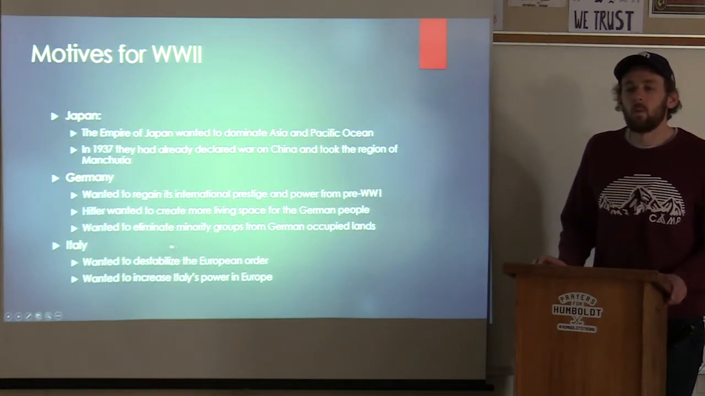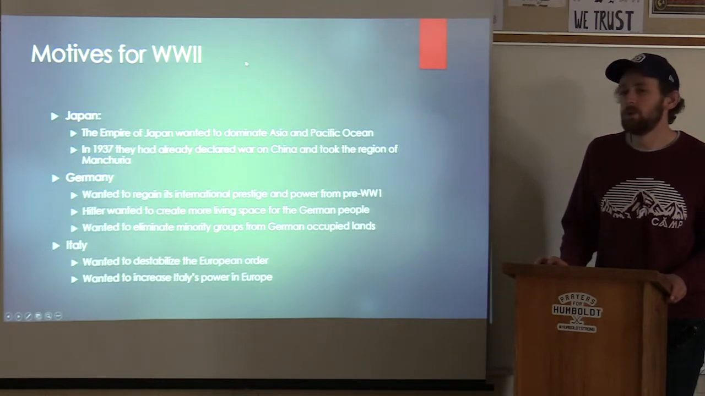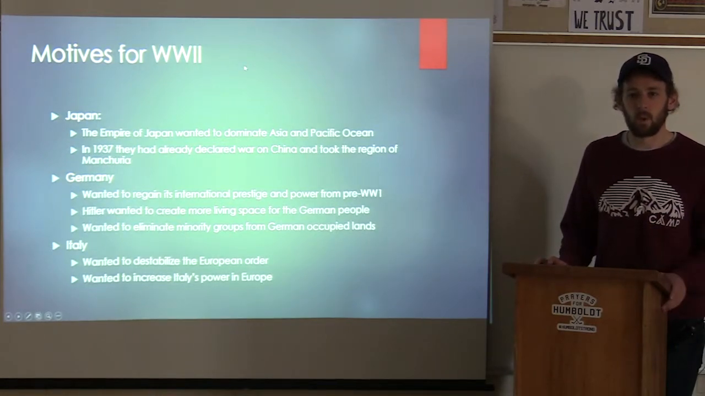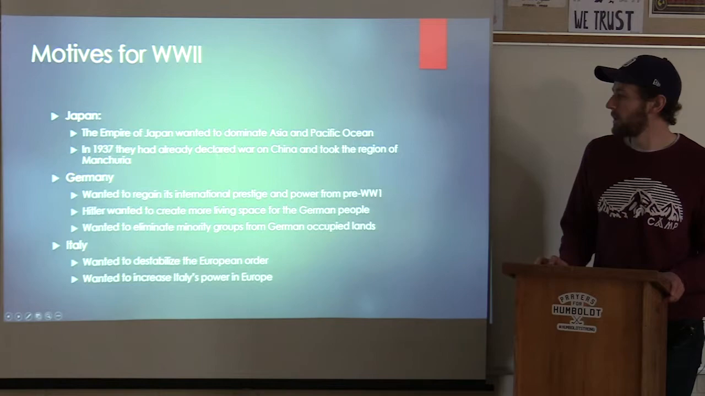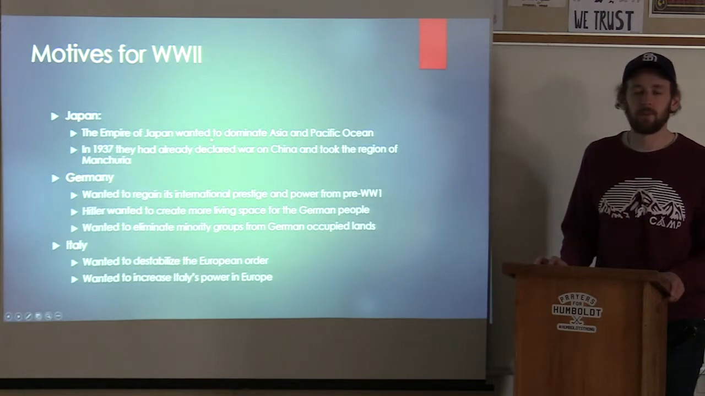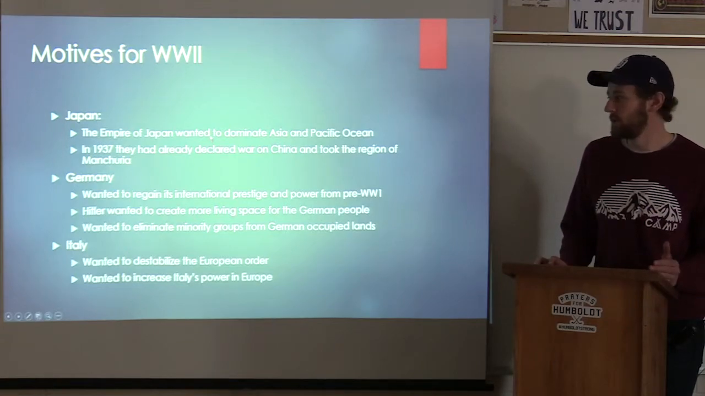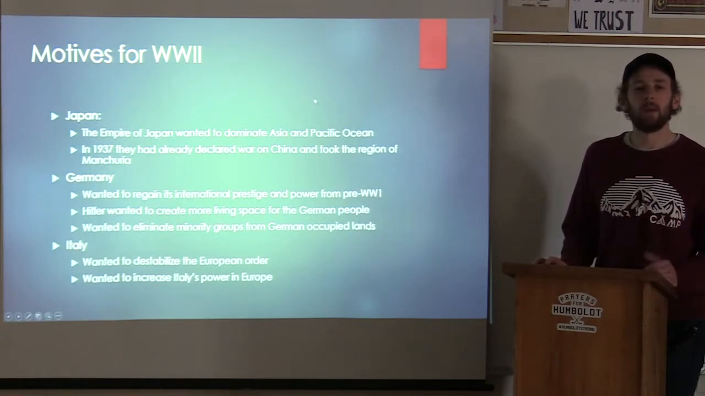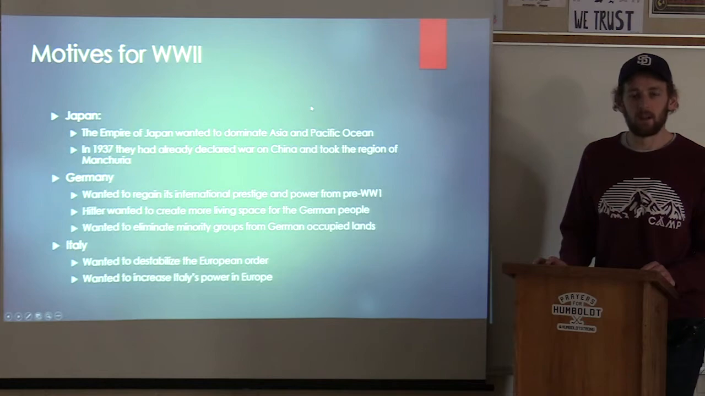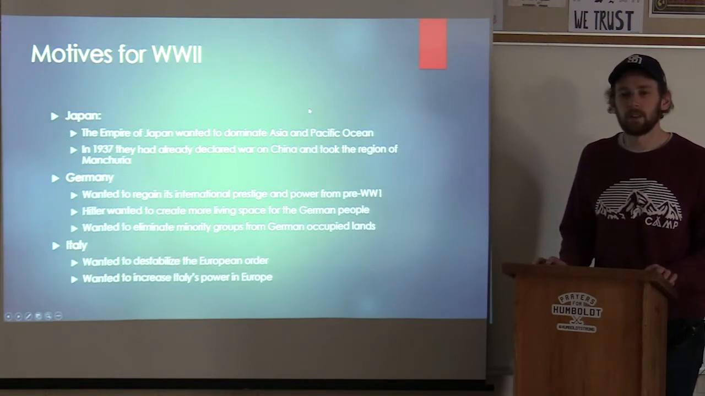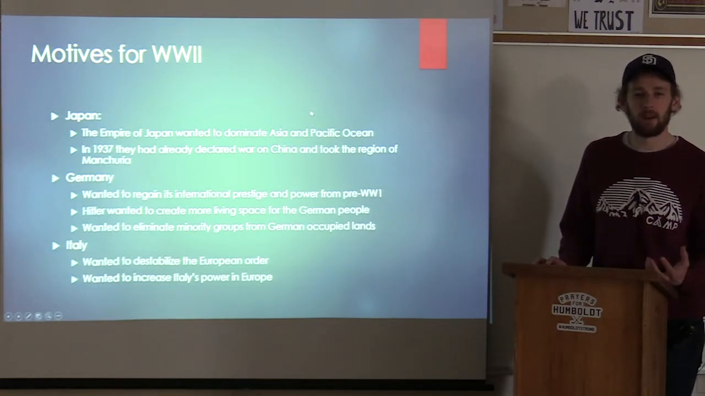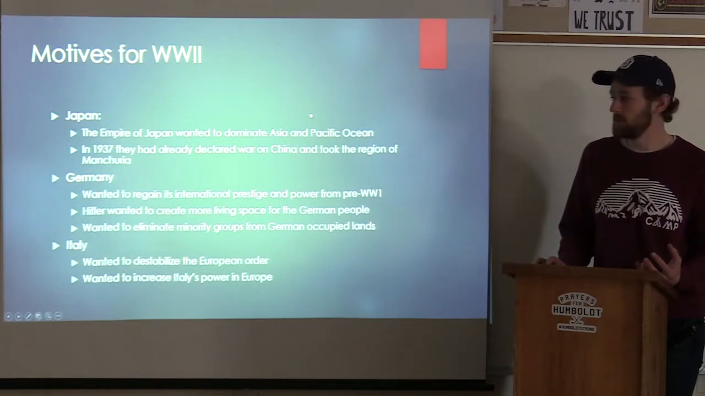So why did World War II happen? What were some of the motivations for World War II? And what we're going to look at is the three aggressor countries, the three countries that I think it's safe to say were the bad guys in World War II. So for Japan, they wanted to control the Pacific. They wanted to have control of everything that was on the Pacific Ocean. They wanted to have this massive empire of Japanese people.